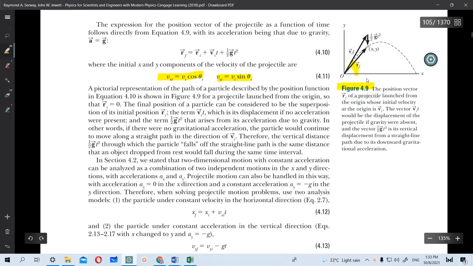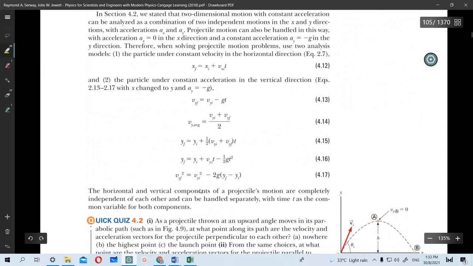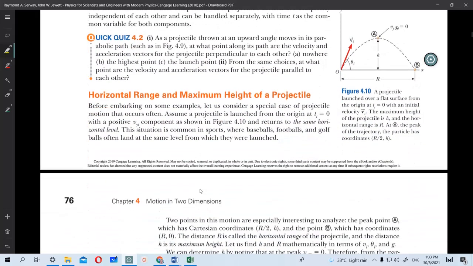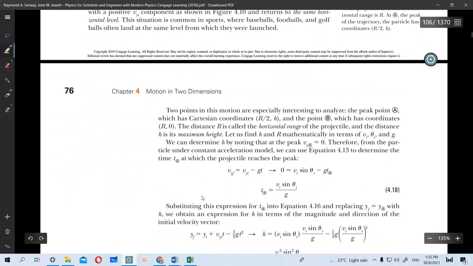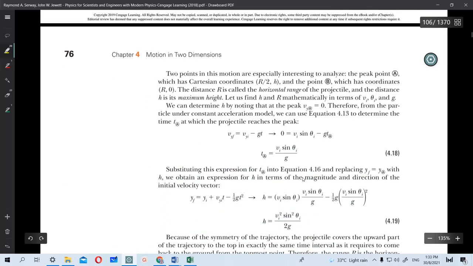Sorry, the x component is directed to the right, so it's a positive value, cos theta, while the y component is also directed upwards, so you will arrive with a positive initial velocity belonging to the y component. So the rest are just expressions that you're going to use. Something to look at is 4.18.